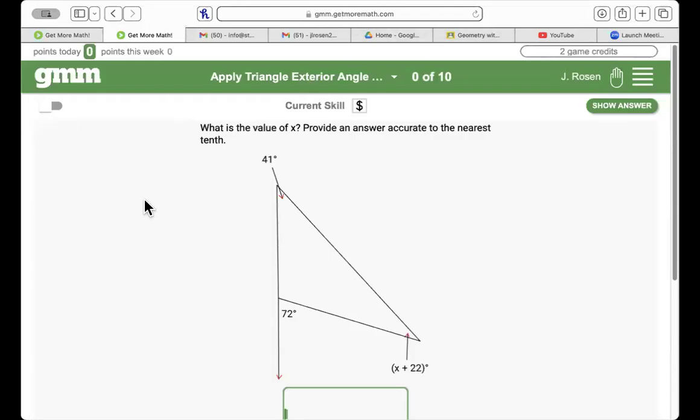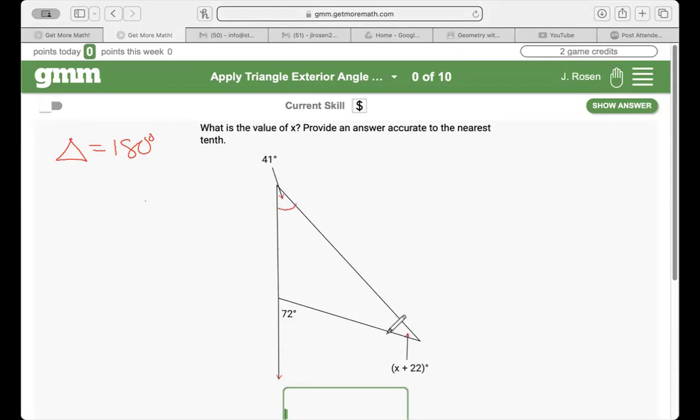All right, this is week 14. We are looking at applying triangle exterior angles. So this is a lot of problem solving and thinking through things we've already known. The first thing we need to know is that triangles equal 180 degrees on the inside, right?